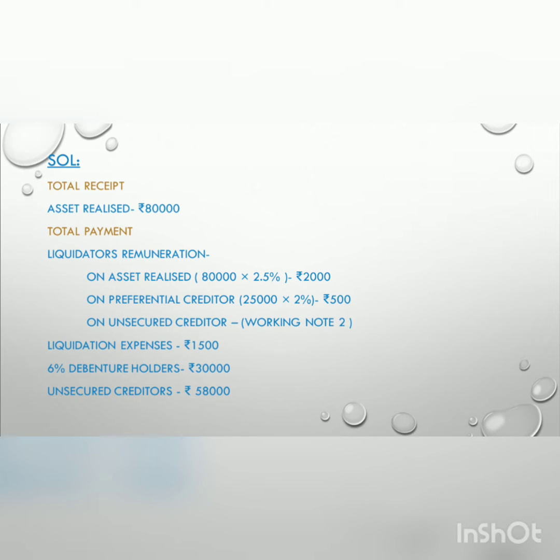At last we need to find the commission on unsecured creditors in working note 2. Then payment of expenses of liquidation is rupees 1,500. Then payment to 6% debenture holders, rupees 30,000. Then payment to preferential creditors, rupees 25,000. Then lastly, payment to unsecured creditors. Let's see working note number 1 of the problem.